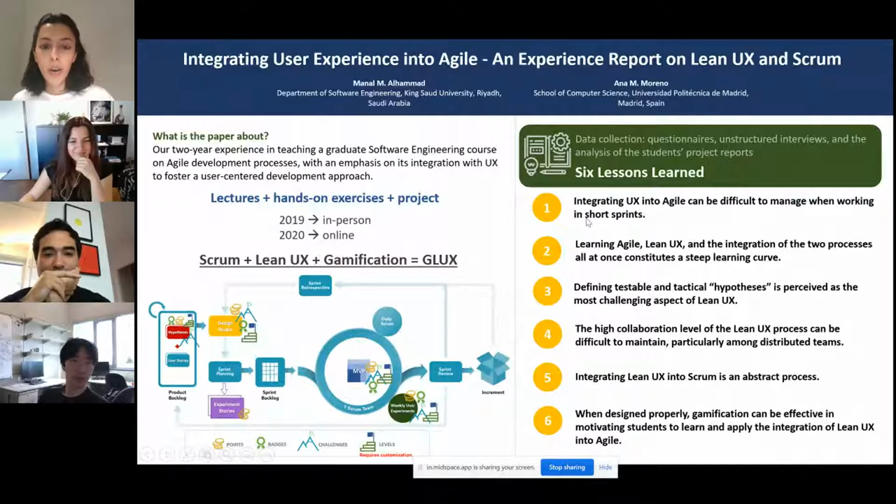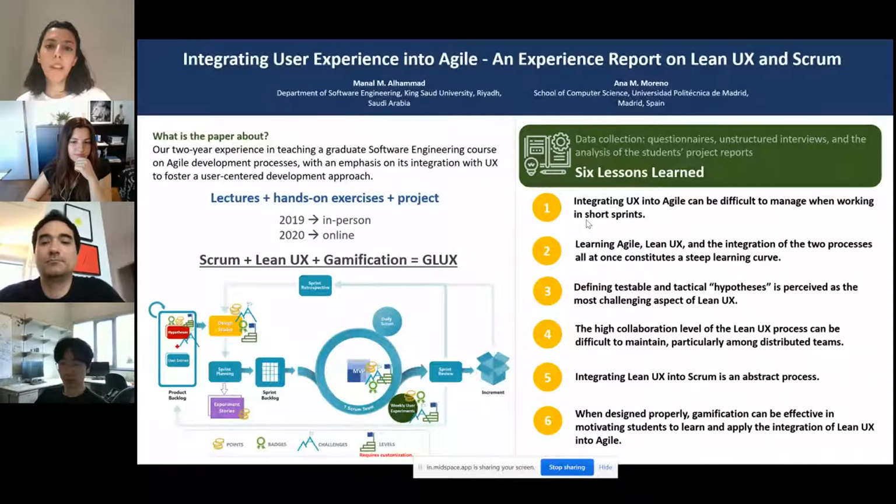Okay, I'm here to present our paper titled Integrating User Experience into Agile. This paper is co-authored by my former PhD supervisor, Ana Moreno, from Politécnica de Madrid. In this paper, we basically report on our experience in redesigning a graduate course on Agile methods. And in that course, we try to integrate user experience with Agile.